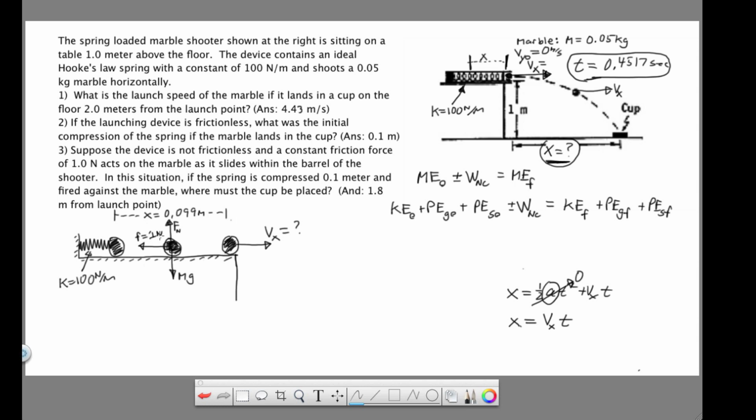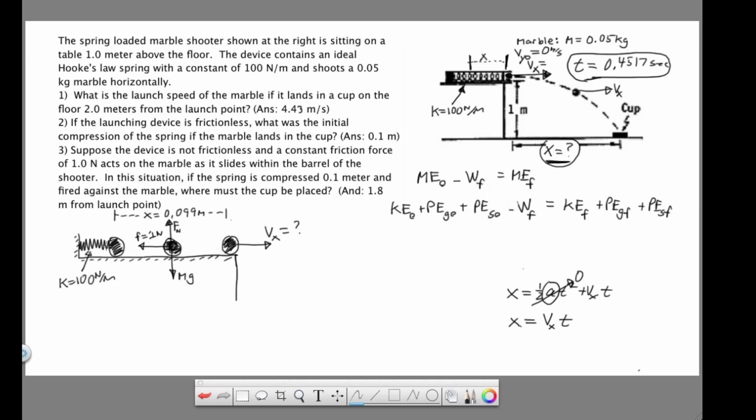Friction is present, which is a non-conservative force. So I'm going to change this NC to friction, and it's minus because friction removes energy from objects, never adds energy. So this is minus work of friction.